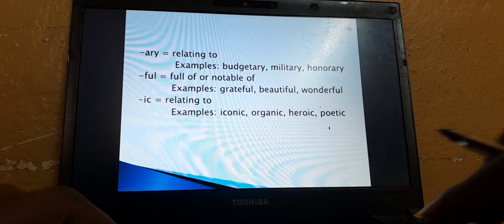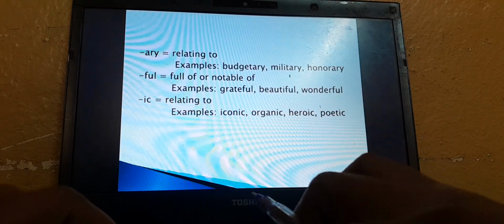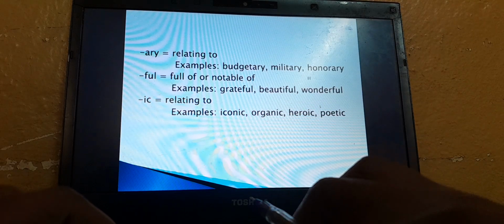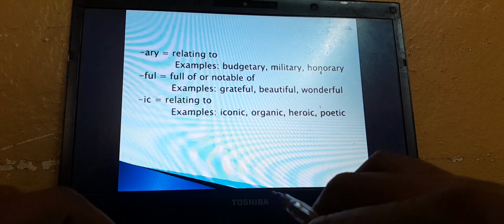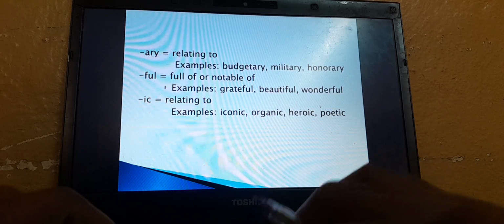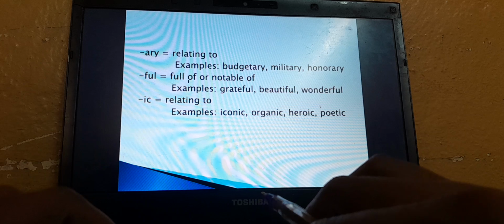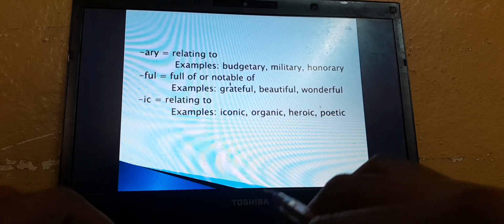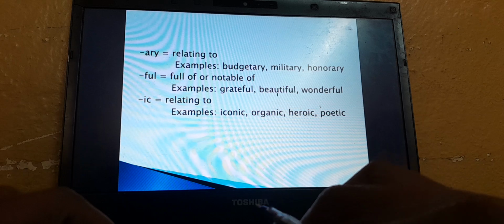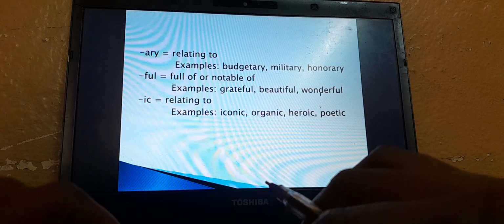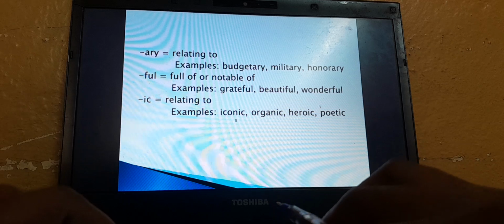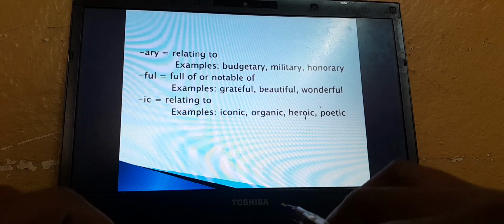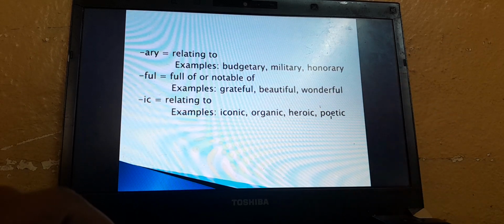Ary: relating to. Examples: budgetary, military, honorary. And ful is also a suffix, and its meaning is full of or notable for. Examples: grateful, beautiful, wonderful. And ic: relating to. Examples: iconic, organic, heroic, poetic, okay?